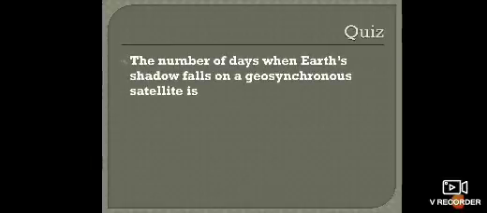Okay, and next, the number of days when Earth's shadow falls on a geosynchronous satellite is, how many days does it take for the shadow to fall on the geosynchronous satellite? The first option is 88, the second option is 277, the third option is 5 days, and the last option is 10 days. Please note this question.